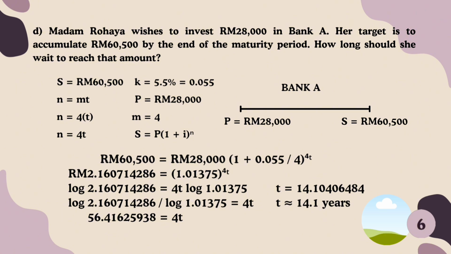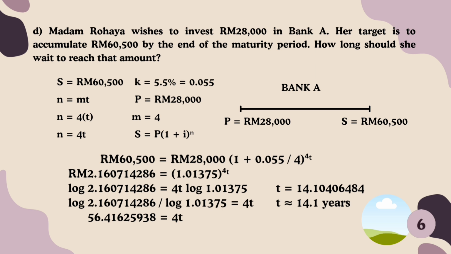So for this question, we have 3 steps. Step 1 is use the formula. So the formula for compound interest is S equal to P bracket 1 plus I bracket the power of N. We need to substitute N to 40 because formula N equal to MT, and we already know M is 4. We only need to find the T. So let's jump to step 2.